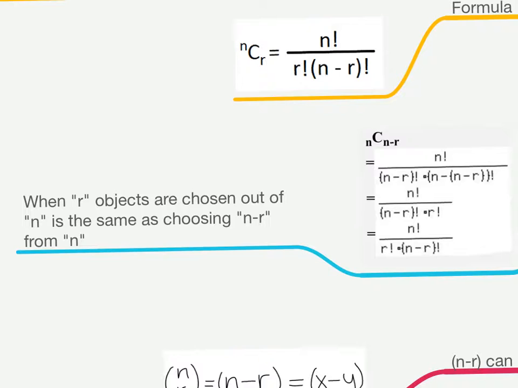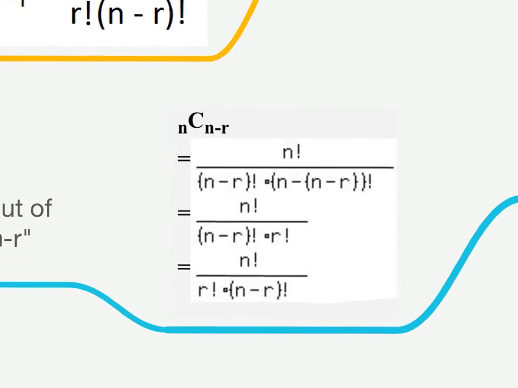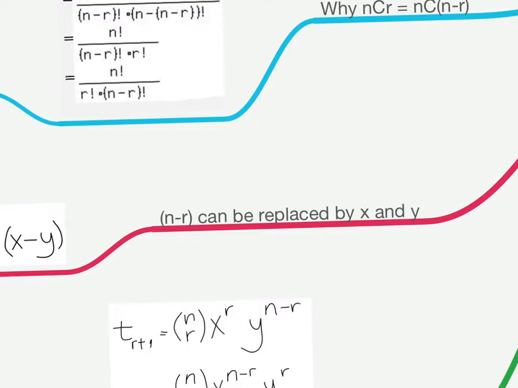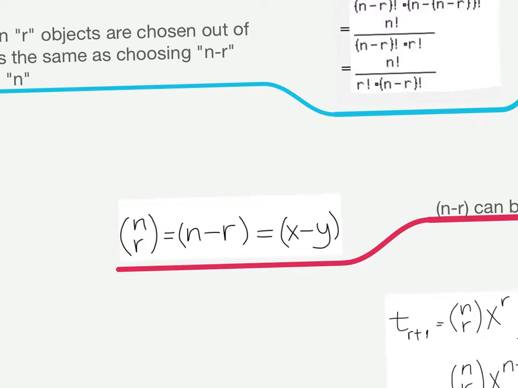Then why is n choose r equal to n choose n minus r? When r objects are chosen out of the n, it is the same as choosing n minus r from n, as can be seen in the formula. n minus r can be replaced by x and y. It is very simple, as n is changed by an x and the r will be changed by a y.